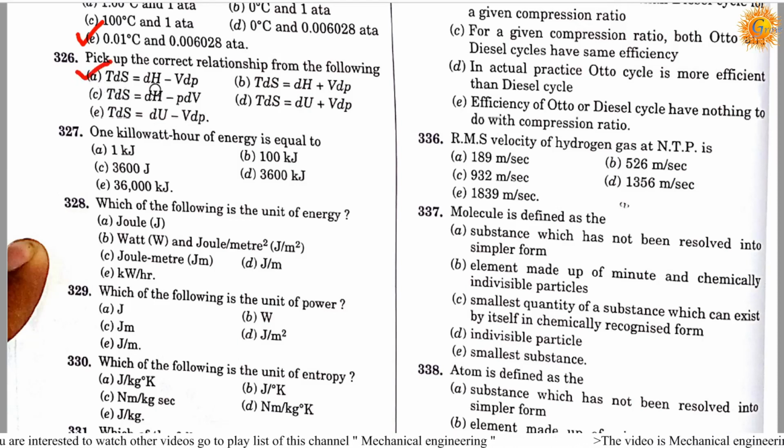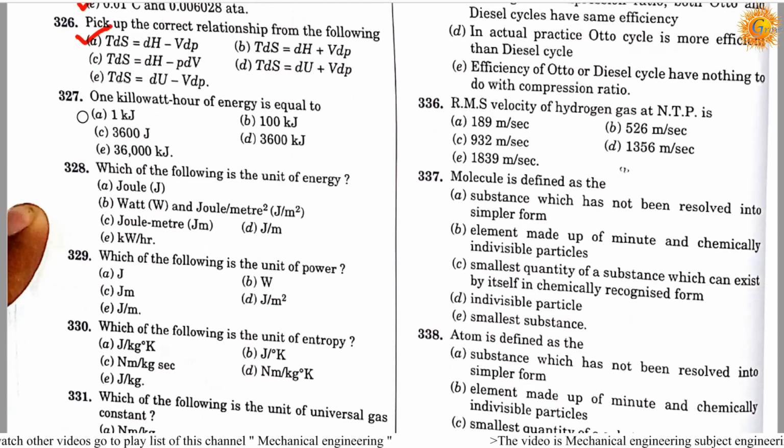It will be TDS is equal to DH minus VdP. Question number 327.